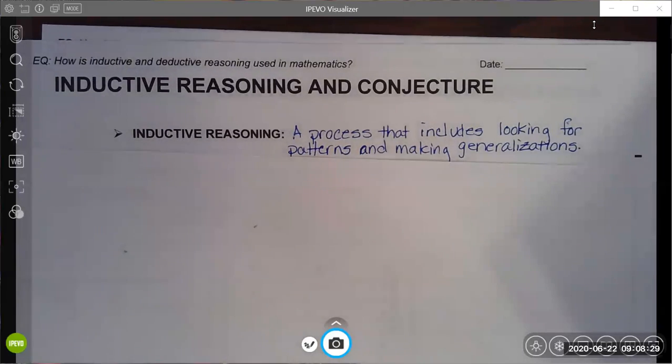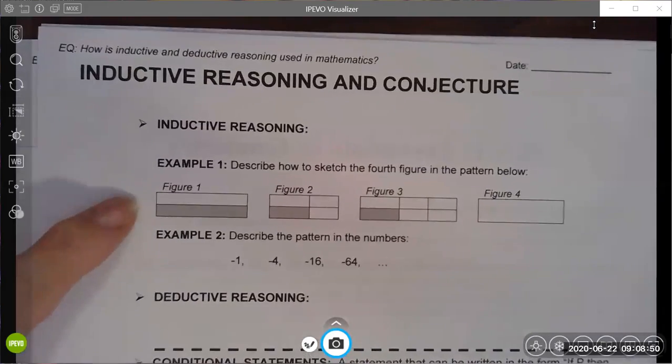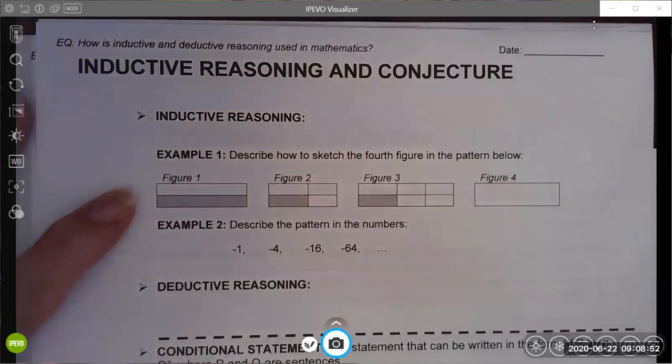Inductive reasoning might be, I'm walking through the grocery store and I conclude that there's a senior citizens discount because everyone that I see looks to be over the age of 65. That would be using inductive reasoning. We use inductive reasoning a lot, and you've seen a lot of it. Inductive reasoning is used when we are given a figure or a set of figures, and we're just asked to make a generalization about those figures.